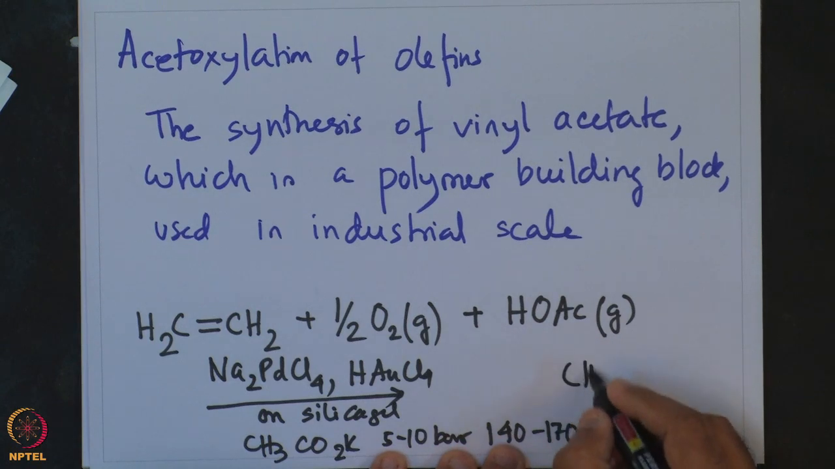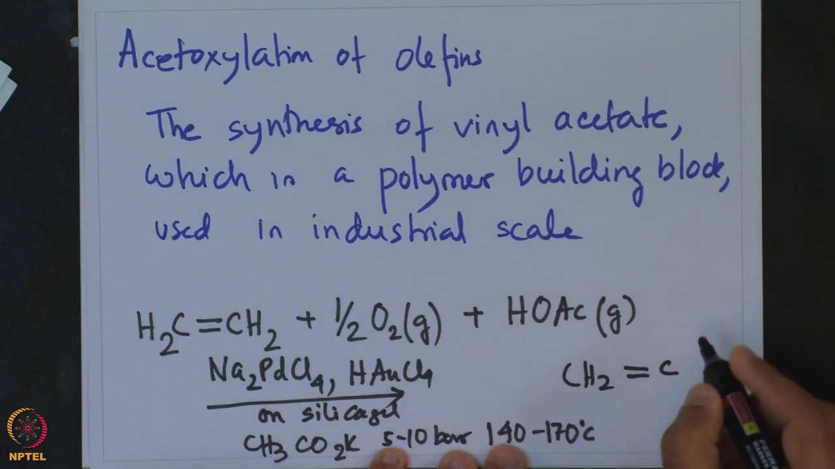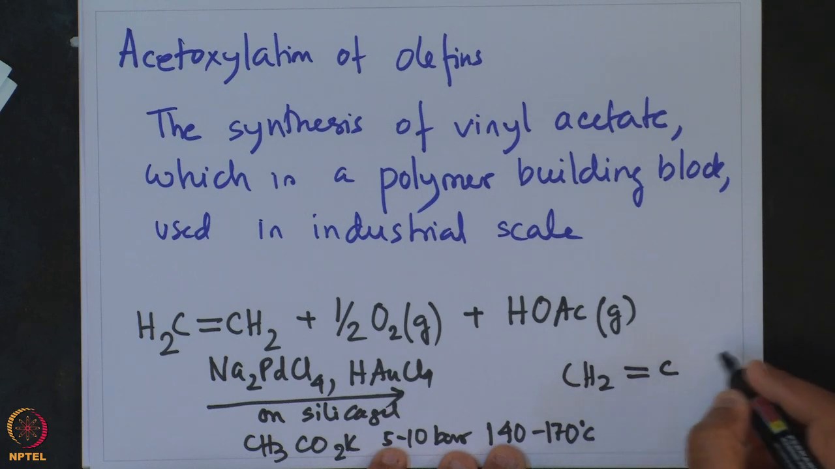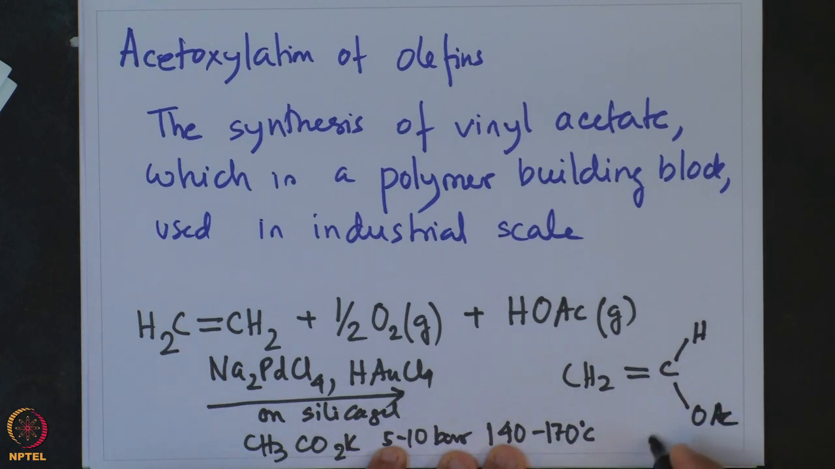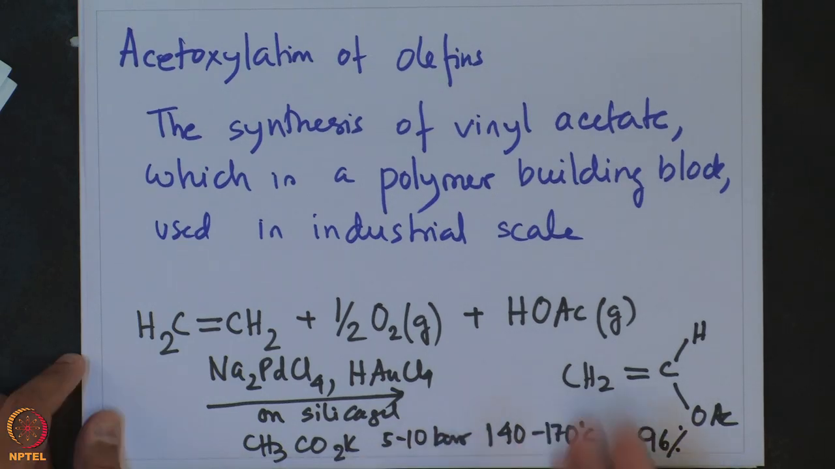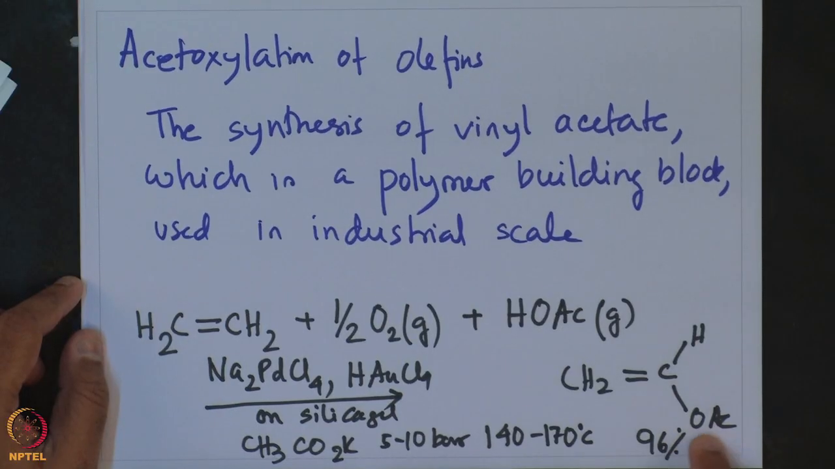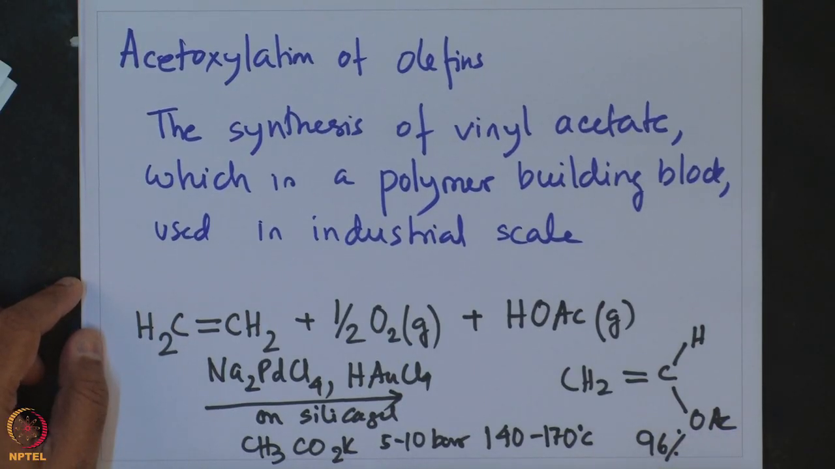And vinyl acetate is produced in 96% yield in industrial scale this way. And this also reflects the importance of this Wacker oxidation process in this reaction. So, instead of producing aldehydes, what it does is in presence of oxygen and acetic acid, it produces O-acetate. So, this is an acetoxylation reaction of olefins.